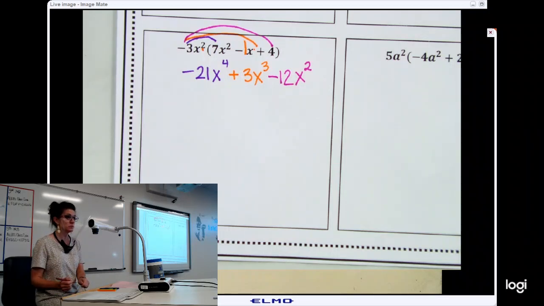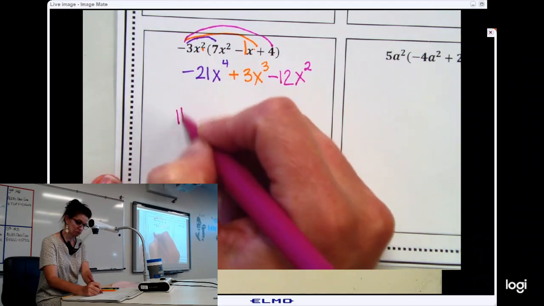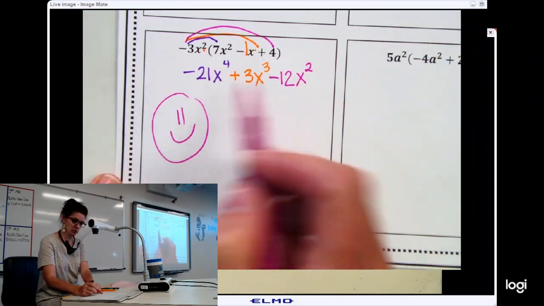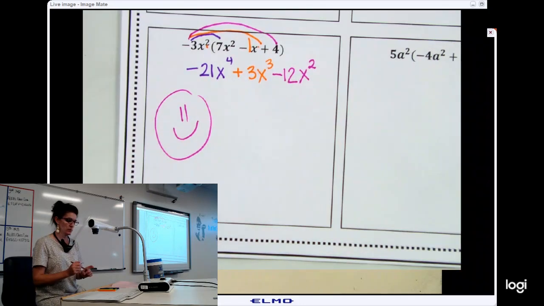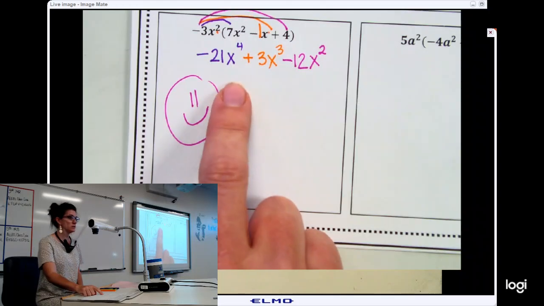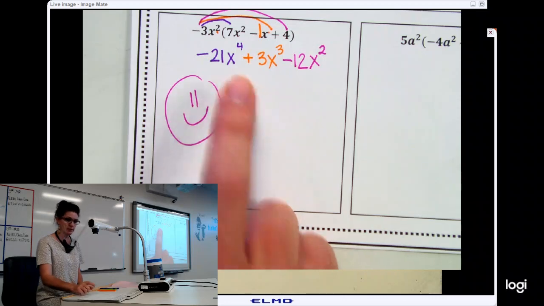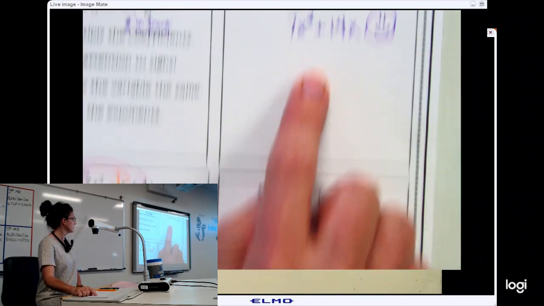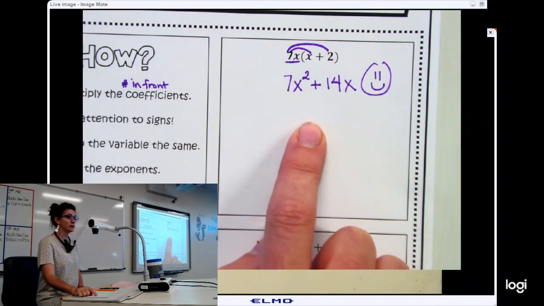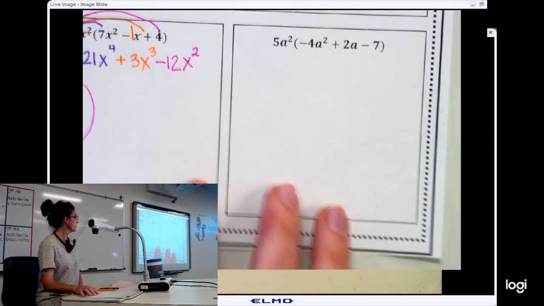Any like terms? Nope. So that's a 4, 3, and a power of 2. What's my leading coefficient in this one? Negative 21. What's my degree? 4. Good. What's my leading coefficient in this one? And the degree? 2. Good. You guys learned that very well last week.